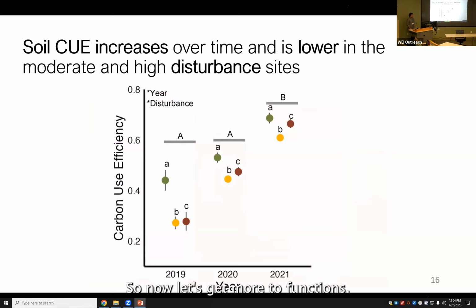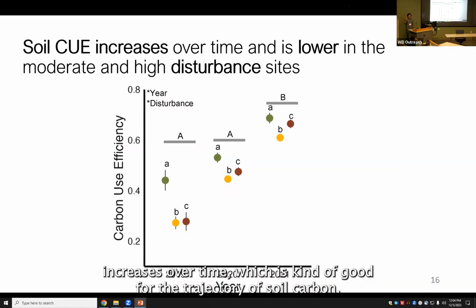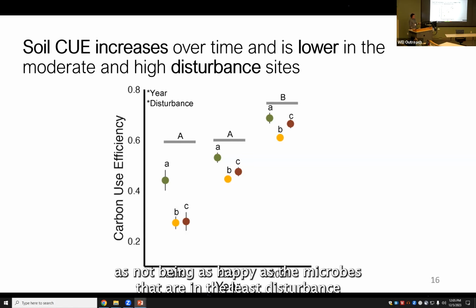So now let's get more into function. This is carbon use efficiency data over the first 3 years of the study. We see that carbon use efficiency increases over time, which is good for the trajectory of soil carbon. And we find that carbon use efficiency is lowest in the moderate and high disturbance sites. This is likely owing to microbes having to spend more energy on stress response activity or general maintenance activity. You could think of them as not being as happy as the microbes that are in the least disturbance site.